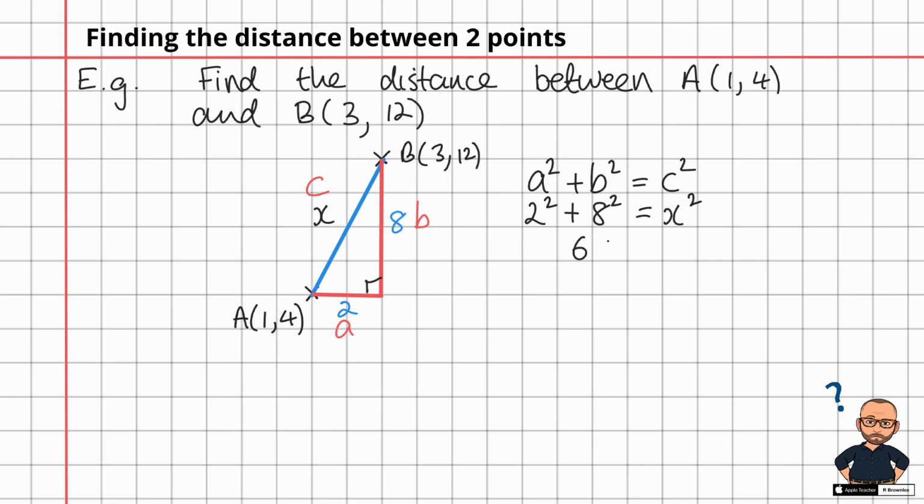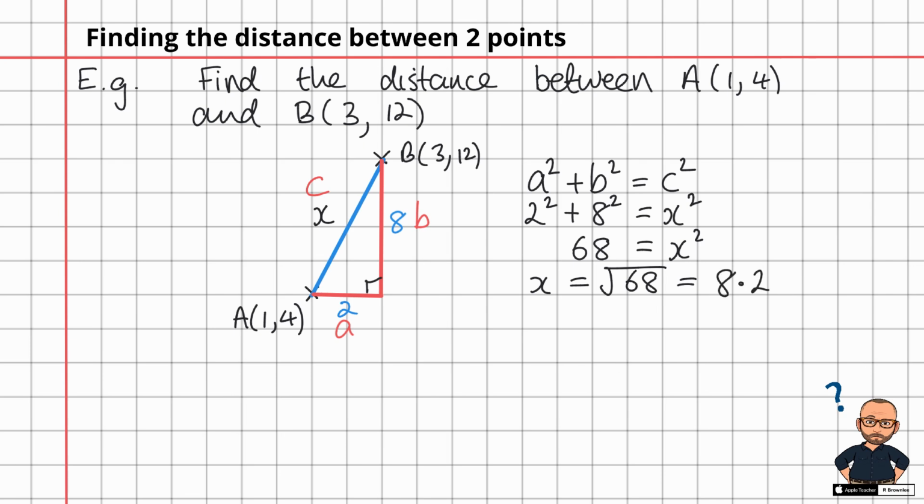So the left-hand side adds to 68. And then the opposite of squaring is square root. So the square root of 68 gives us our answer. So let's just check what that is. Square root of 68 equals, let's just change it to decimal, 8.25 if you round it off.